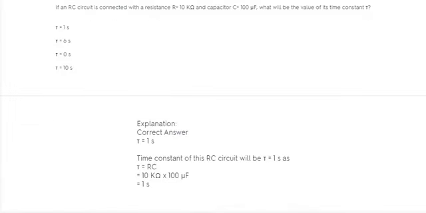If an RC circuit is connected with a resistance R equals 10 ohms and capacitor C equals 100 F, what will be the value of its time constant? 1 s, 6 s, 0 s, 10 s. Explanation. Correct answer: 1 second. The time constant of this RC circuit equals RC, which is 10 ohms times 100 farads equals 1 s.